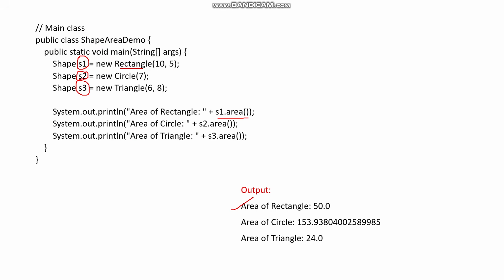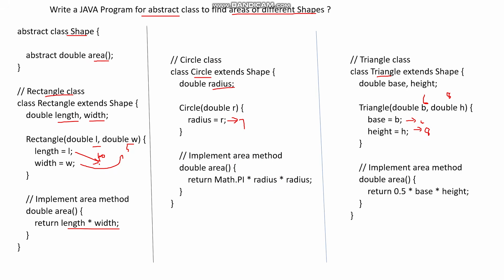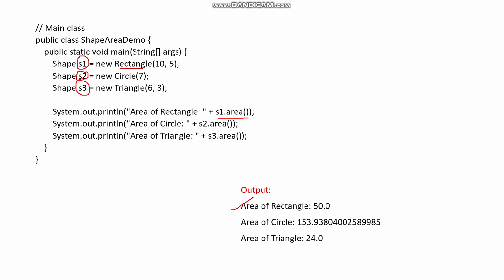The first one. Next, System.out.println area of circle, s2.area. Here what is s2? s2 is the object of the Circle class. Go to the Circle class and it is invoking the area method. Math.PI means 3.14 into r into r. What is the radius value? 7. 7 into 7. Here the area of circle is 153.9380400258998. That is the answer.